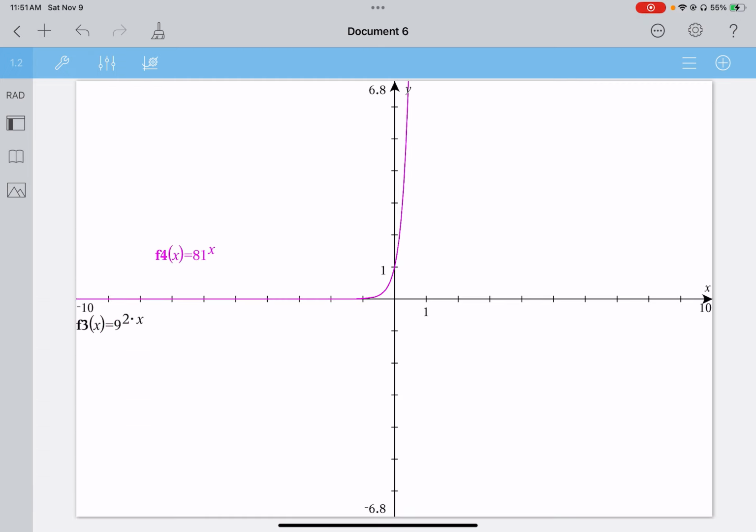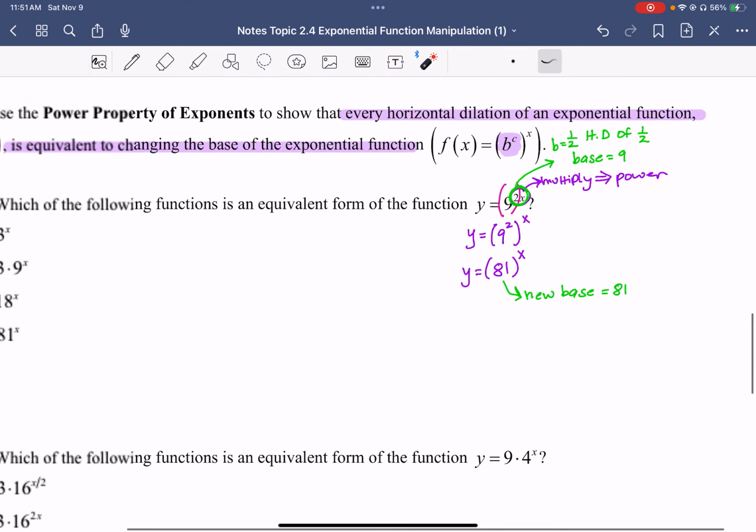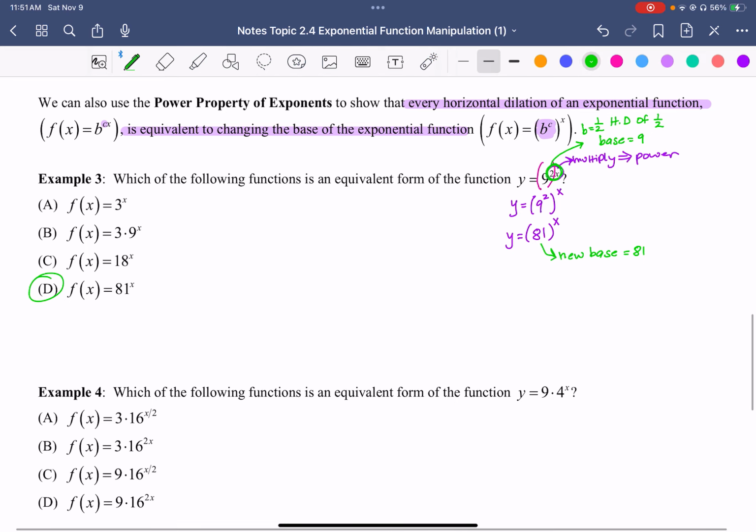Okay, and you can see they're both on there and they overlap. So even though they look different, they are still equivalent to each other. Okay, so the answer for this one would be letter D as in dog, 81 to the power of x.